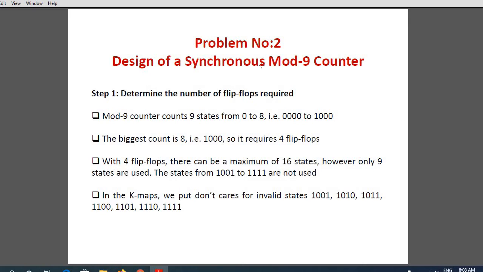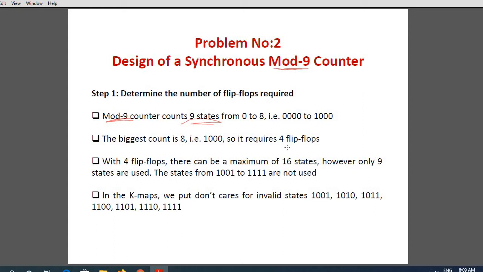So we'll be designing here the mod 9 synchronous counter. What is the meaning of mod 9? It can count 9 states, from 0000 to 1000. So the biggest count is 8.